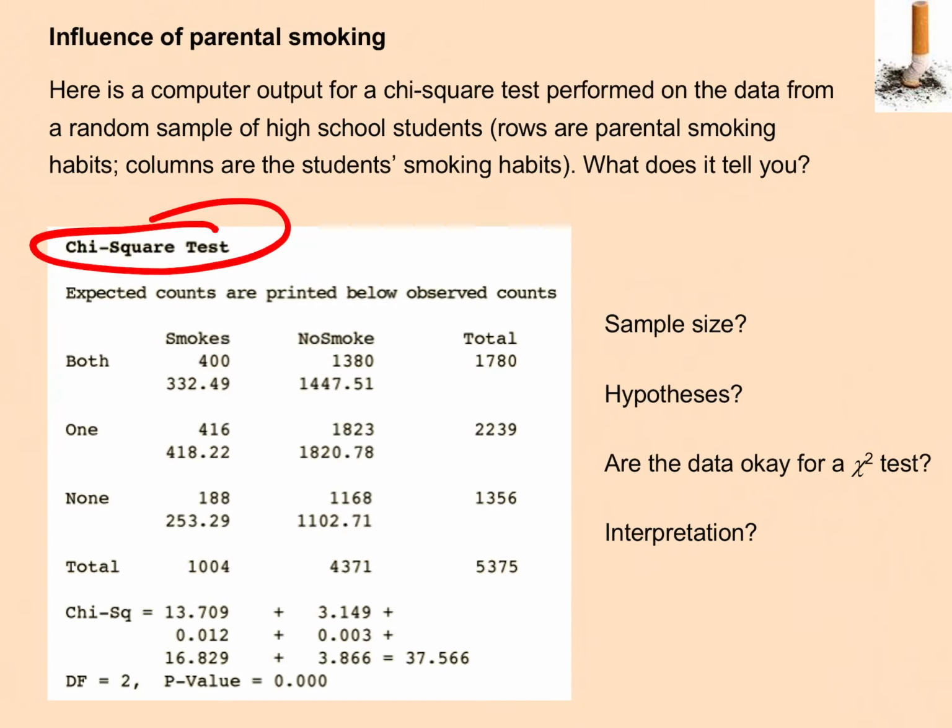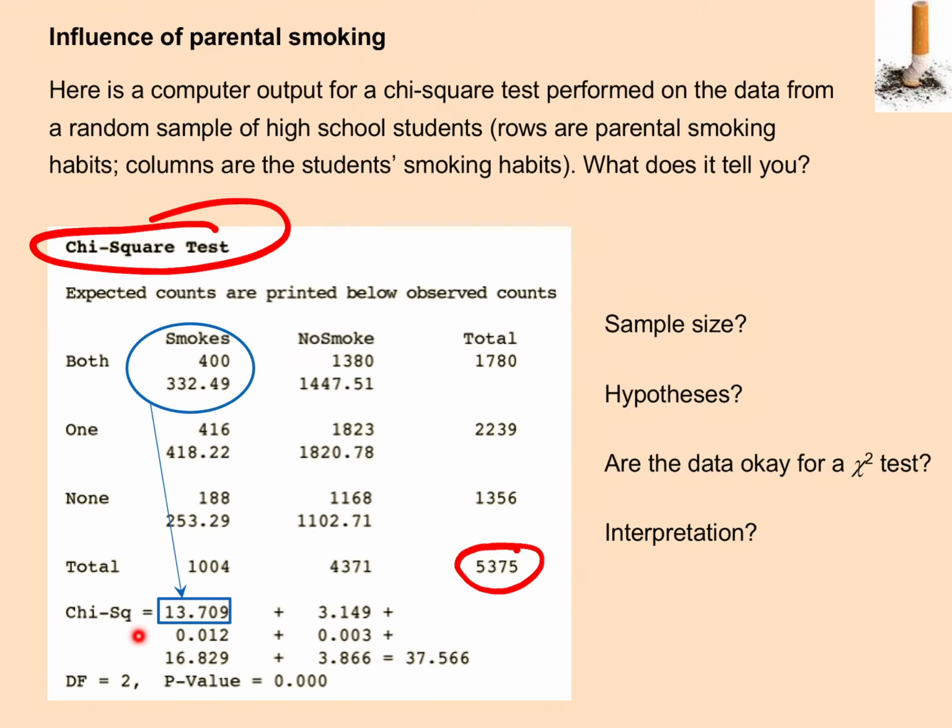There's a lot of stuff going on here. This is kind of busy. But first of all, sample size. This number in the bottom right-hand corner, that's our sample size. What we see here are calculations for our contributions for each of the 6 different comparisons. So again, we have student smokes, both parents smoking. That's the chi-square calculation for that. Student smokes, one parent smoking. That's the calculation for that.